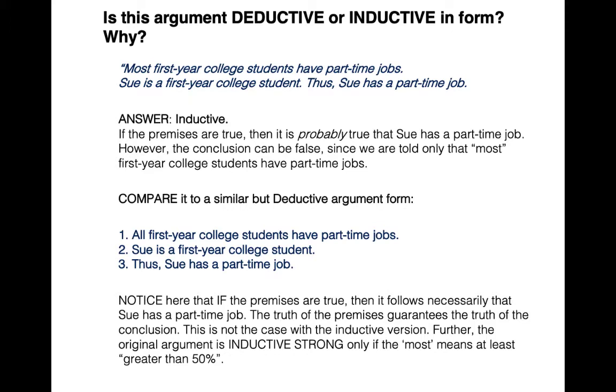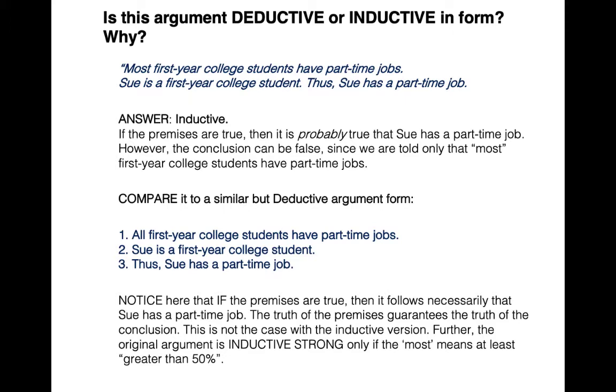Is the following argument deductive or inductive in form, and why? Most first-year college students have part-time jobs. Sue is a first-year college student. Thus, Sue has a part-time job. I'm going to call this inductive. If the premises are true, then it's probably true that Sue has a part-time job. Not necessarily true. However, the conclusion can be false, since we are told only that most first-year college students have part-time jobs.